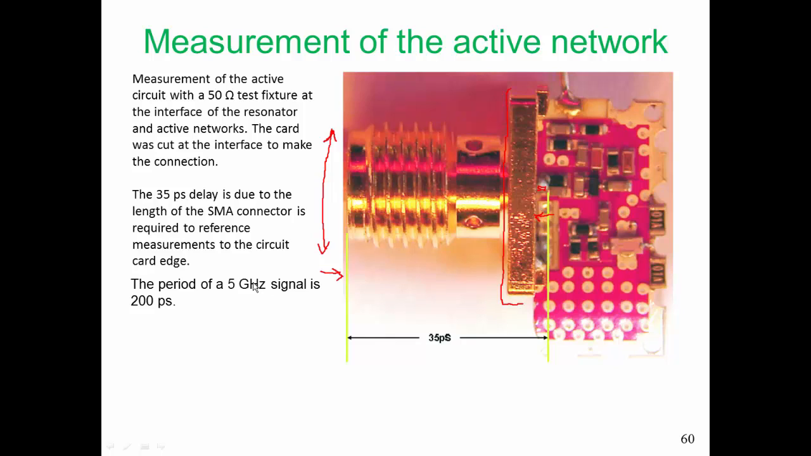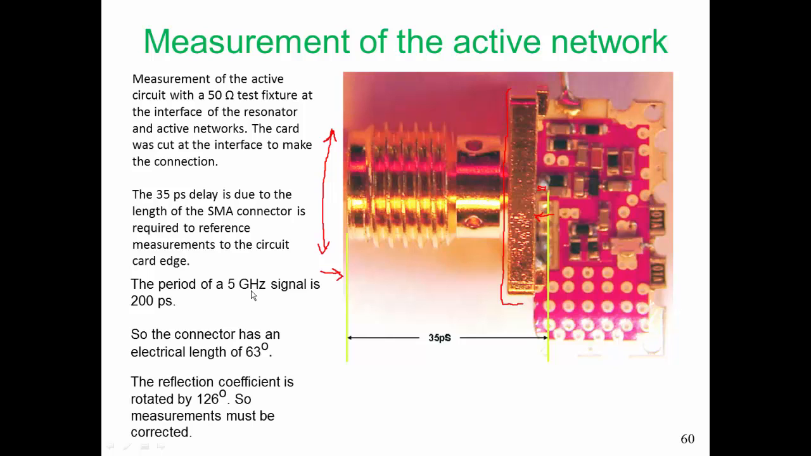The period of a 5 gigahertz signal, which is in the middle of our VCO band, is 200 picoseconds. So we have a 35 picosecond delay telling us that the connector has an electrical length of 63 degrees. Now we're going to do reflection coefficient measurements, gamma R and gamma D. And so the reflection coefficient is going to be rotated by twice that. The reflection coefficients are going to be rotated by 126 degrees. So our measurements must be corrected.